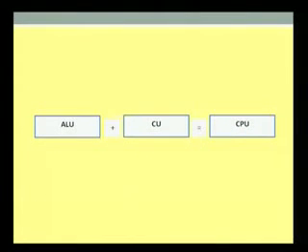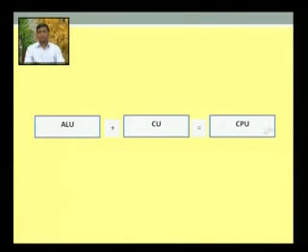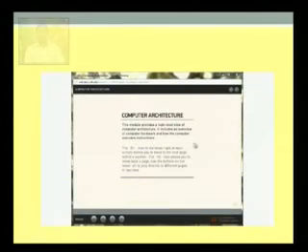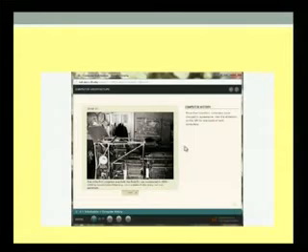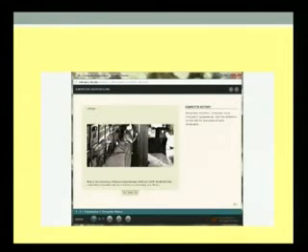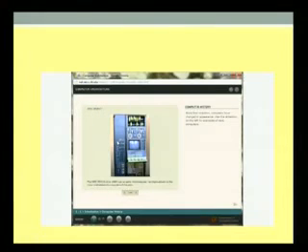Now here you can see this diagrammatically. This is our arithmetic logical unit, this is our control unit, and this is our CPU. So ALU plus control unit is our central processing unit. Now we will see some details. Now this is the computer history. We will see how the evolution of the computer happened.